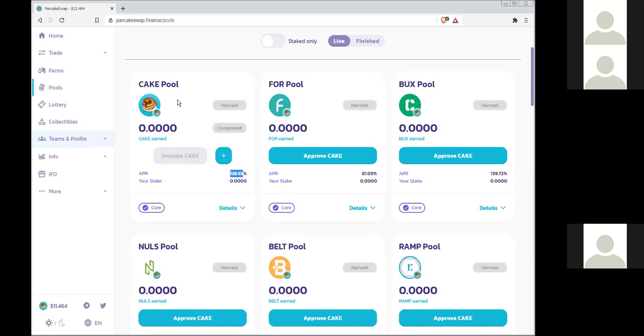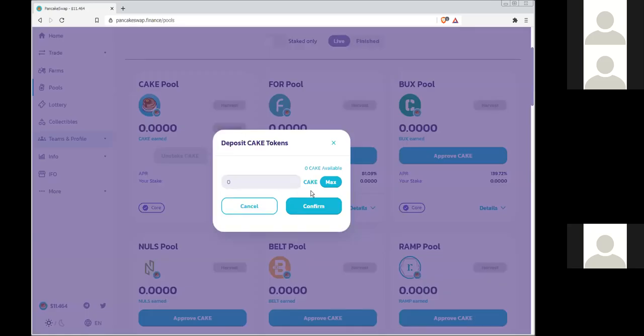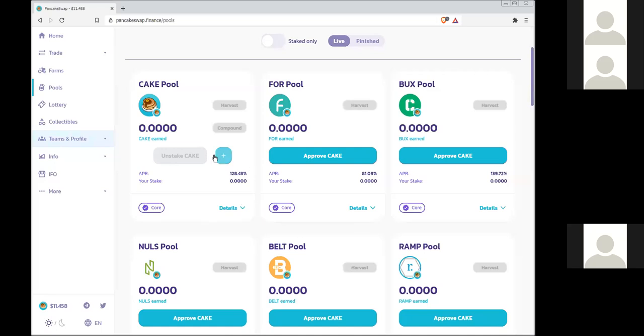So this is how it works for Cake. What you would do is say, okay, how much? Well, actually, I don't have any Cake tokens, so that's not going to work quite yet. But you would put in how many you want to stake, and then hit stake and go. And then they pay you your rewards, or your earnings, in Cake. That's what they talk about as Cake earned here.